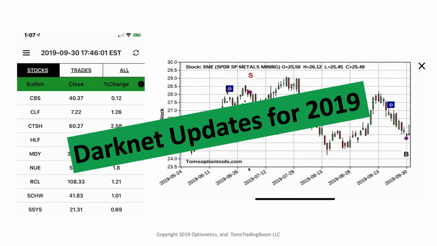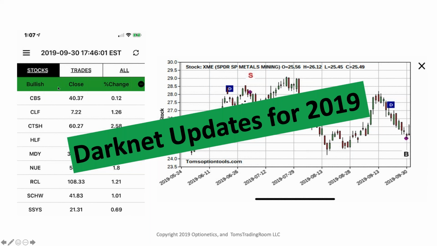If you have the Darknet as part of your Tom's Option Tools package, we now have the apps available. You can use them on any smart device, an Android or an iPhone, right? I just clipped these off my phone and put them up on the screen tonight so you can see them.